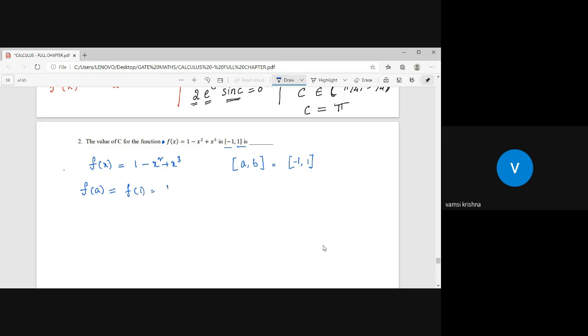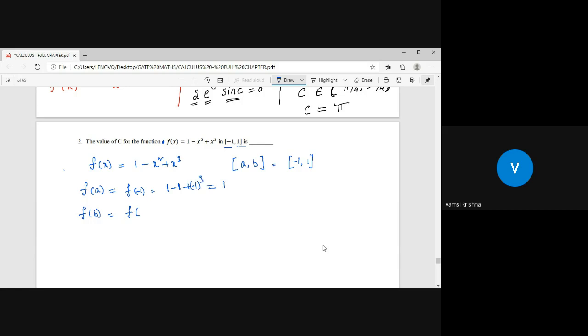Sir, f of a means f of 1. F of 1 means 1 minus 1 plus 1, so it is plus 1. No, f of a means minus 1. Yes, f of a means minus 1, so I need to put f of minus 1 here. So this is 1 minus x, in place of x minus 1 whole square, this is plus 1, no problem. And x cube, in place of x cube minus 1 whole cube I have to take.